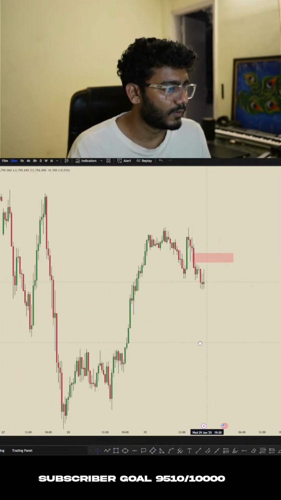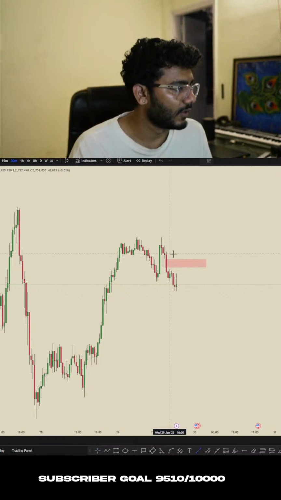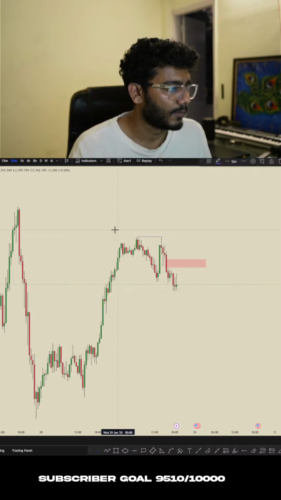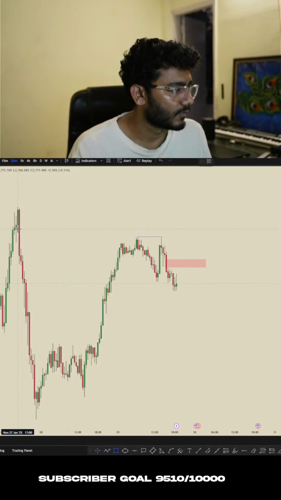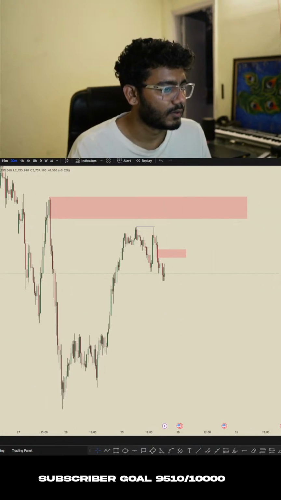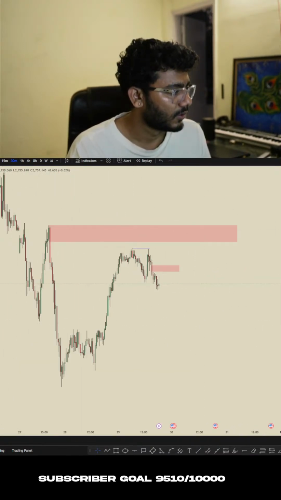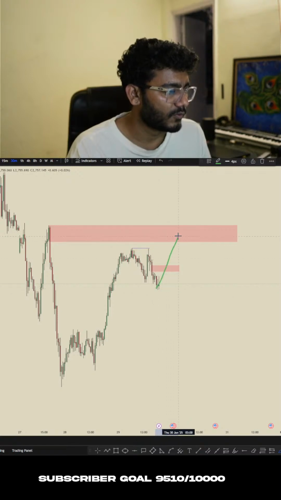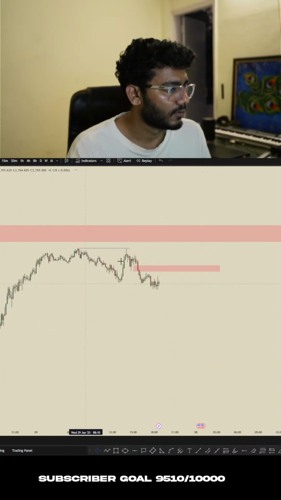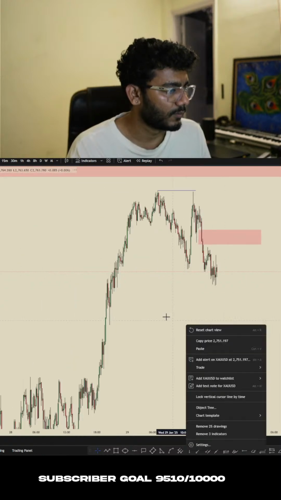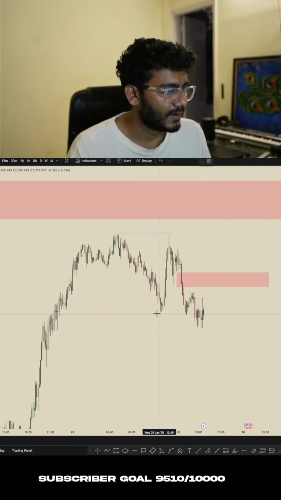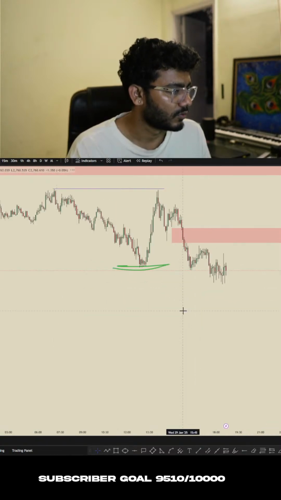Right now on gold, we can see price has created this equalize, and we have this order block which is not mitigated yet. I'm waiting for price to react from this order block to the downside. Right now, I think price created this low, and I think it will be swept. So let's go to lower time frame.